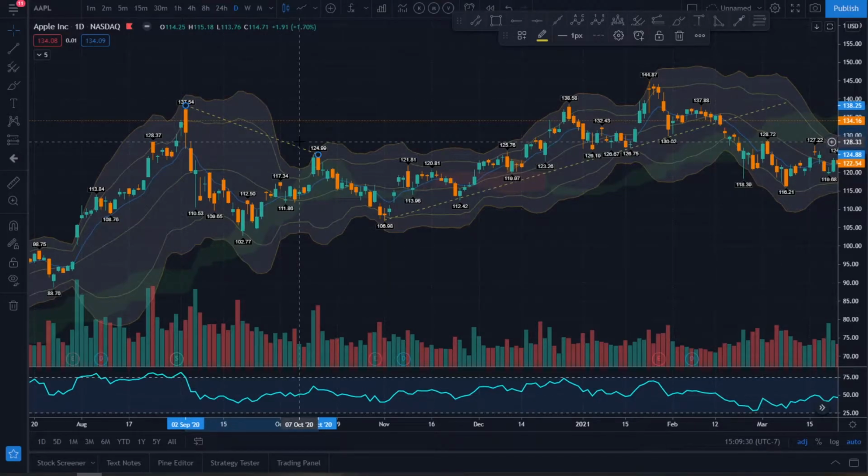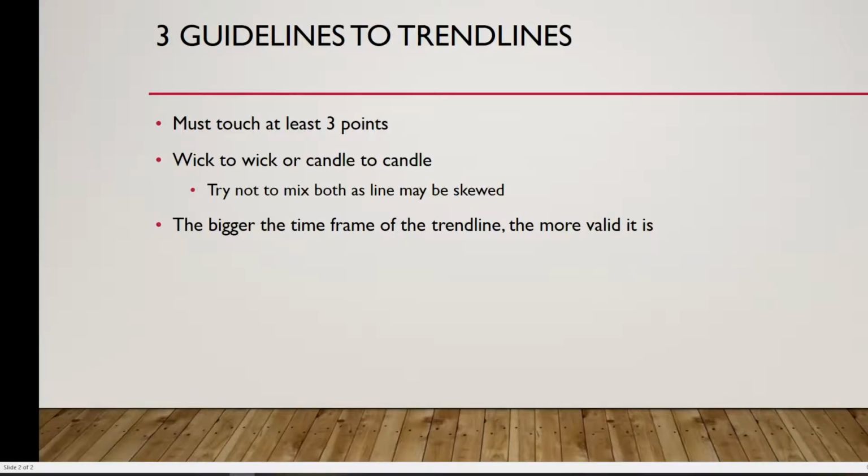There are 3 guidelines to follow. Number 1 is that it must touch at least 3 points. Number 2 is that you should use wick to wick or candle to candle, and try not to mix both, as the trend line may be skewed. And number 3 is that the bigger the time frame the trend line is on, the more valid it is.